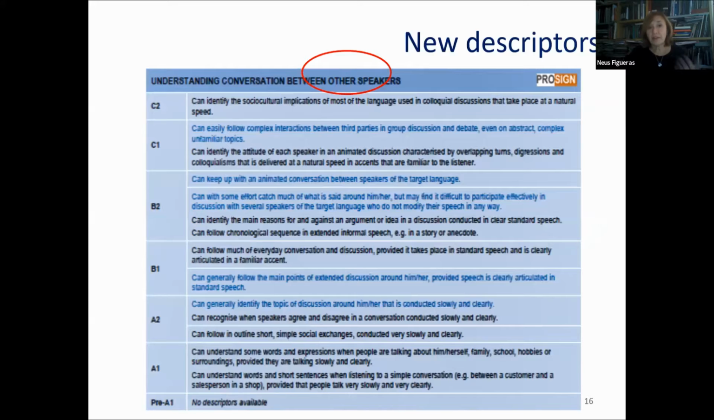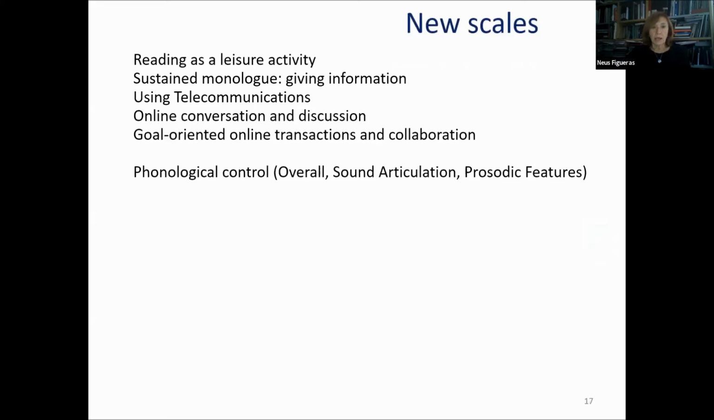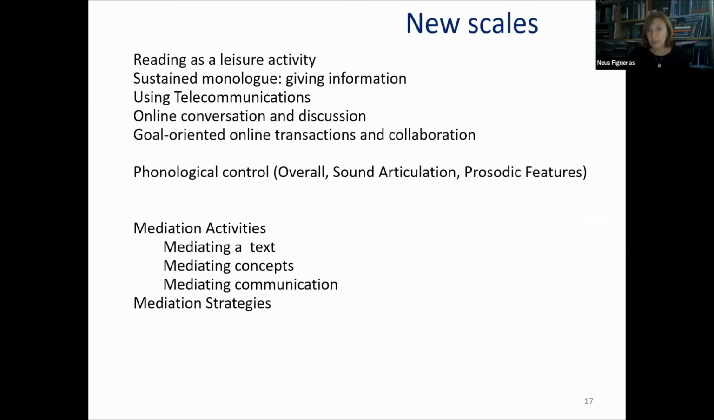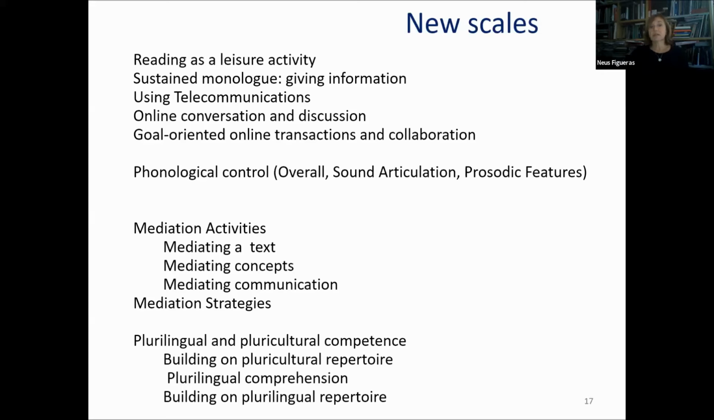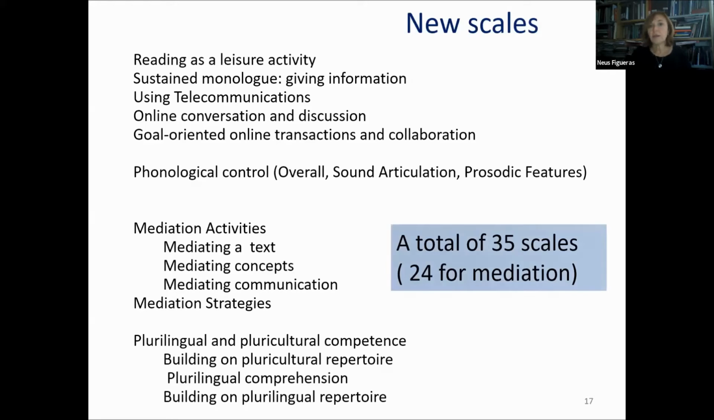This is highlighted because, in fact, this is one of the changes I'm going to refer to, and which comes up in the appendix. Understanding conversation between other speakers used to be understanding conversation between native speakers. This is one of the substantial changes that have been made into the descriptors. There's a number of new scales. There's new scales related to activities, ordinary activities, reading and speaking. There's a number of new scales on mediation, which seems to be the star. Everybody's talking about the new mediation scales. And there's a number of scales on plurilingual and pluricultural competence. In total, there's 35 new scales, 24 of which are for mediation. So there's quite a lot to read and understand.